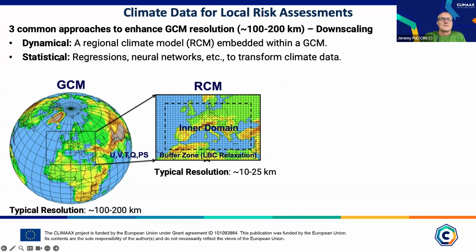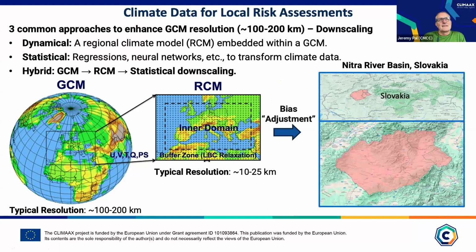It's called statistical downscaling. You can use regressions, neural networks, and so on to transform the climate data to a higher resolution. And the third approach, which really isn't a unique approach, but a combination of the two, is a hybrid approach: take the GCM to the regional climate model and then do some statistical downscaling approaches.